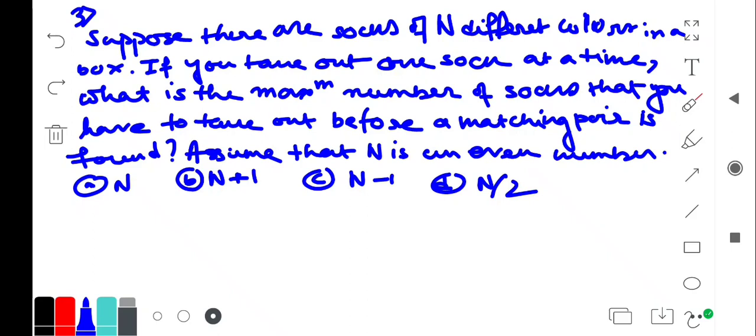Suppose there are socks of n defined colors in a box, in that case you take socks in such a way that, what will be the maximum number of socks that you have to take out before a matching pair is found? The maximum number of socks I can take out before getting a matching pair, and assume that n is the even number.